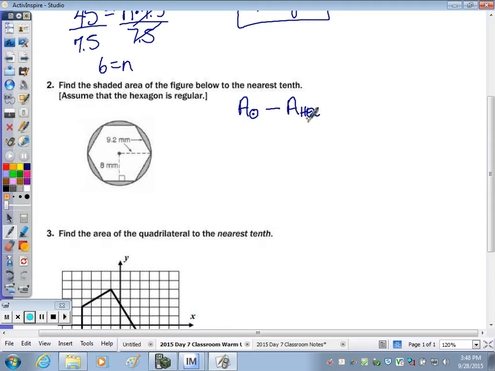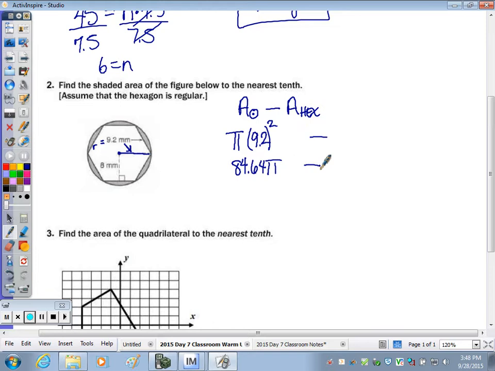To find the area of a circle, area is equal to pi times radius squared. I have the arrows here noting the distance from the center to the outside, so this is a radius. So pi times 9.2 squared, which is equivalent to 84.64 pi. And then I'm going to subtract the area of the hexagon.